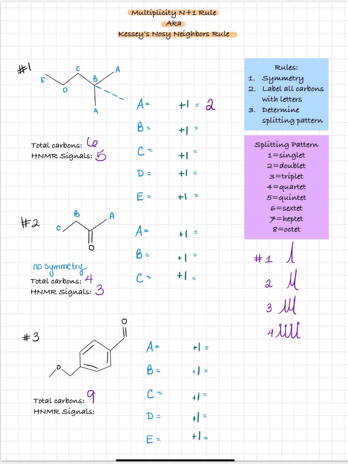For each one of the letters, after you have completed symmetry, you'll label each one of the carbons with letters. I like using letters for them because later on when we do C-NMR, we'll be using numbers. Then to determine the splitting pattern, that's when we're going to incorporate the nosy neighbor rule. As you can see, right here, straight down the line, I added the +1. That is a part of the rule. It's a foundational part of the rule. But the N is what you're figuring out. So since we're solving for N, it's all about our nosy neighbor.